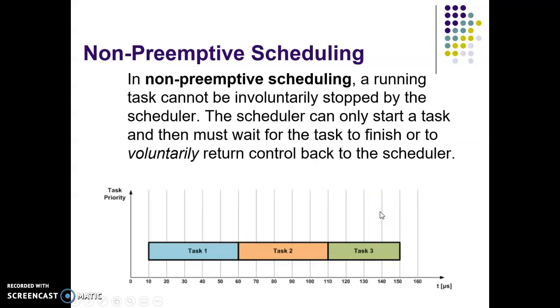Now, in non-preemptive scheduling, a running task cannot be involuntarily stopped by the scheduler. The scheduler can only start a task and then must wait for the task to finish or to voluntarily return control back to the scheduler. So as we can see here, task 1 starts and finishes, task 2 starts and finishes, and then task 3.